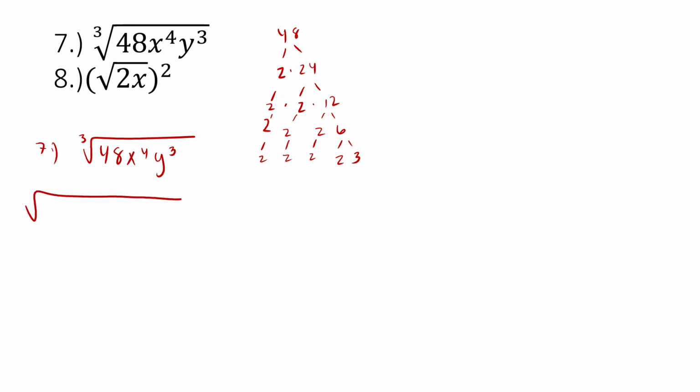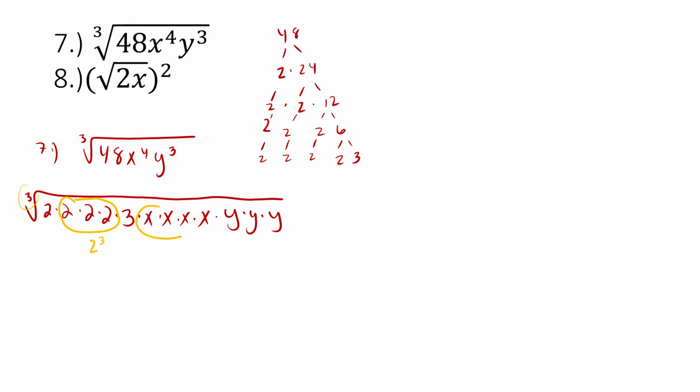All right, so we've got our long prime factorization. So 2 times 2 times 2 times 2 times 3, times x times x times x times x and times y times y times y, and we have a cube root. So we're going to be looking for groups of 3. There's one. Here's one with my x's, and here's one with the y's. The cube root of 2 cubed is 2. The cube root of x cubed is x, and the cube root of y cubed is y. Still hanging out under my cube root is the 2.